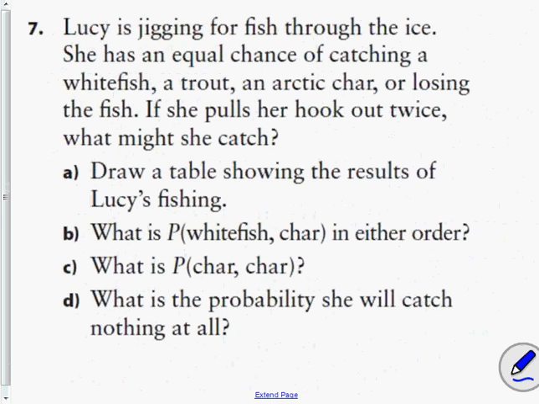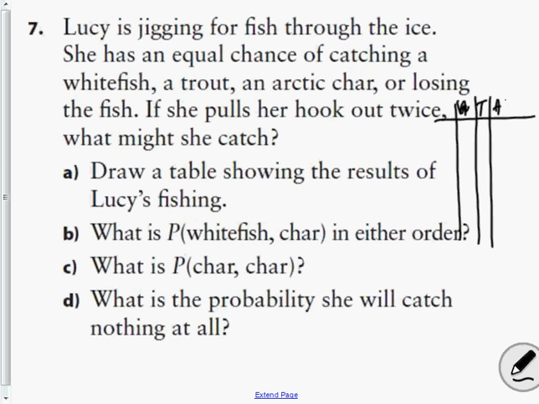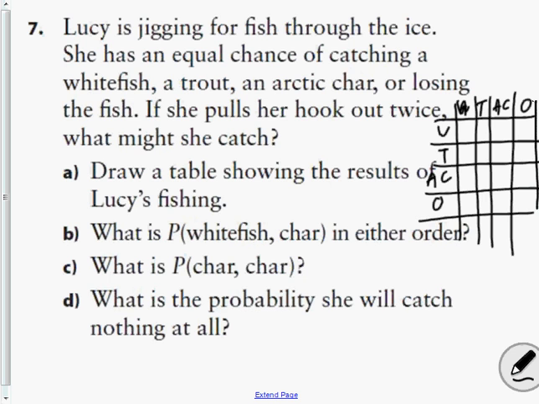Question 7 says Lucy is jiggling for fish through the ice. So if I take my pen and say that she can catch a whitefish, a trout, an Arctic char, or lose the fish equally, up here I'm going to put W for whitefish, T for trout, AC for Arctic char, or 0 for none. Then I would do the same thing for the second time she jigs, and I would put them there. Therefore, I can clearly see inside here there are 16 possible outcomes.